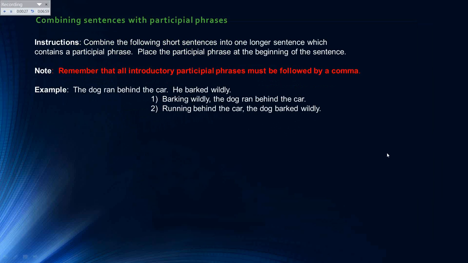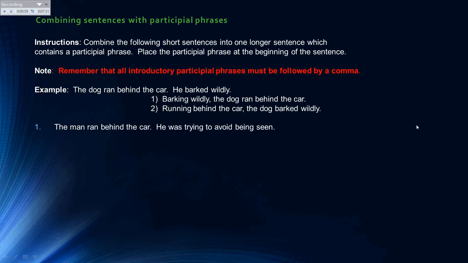The dog ran behind the car. He barked wildly. I can do it two ways. I can turn this verb into a participle and say barking wildly, the dog ran behind the car. Or I can take this verb and turn it into a participle. Running behind the car, the dog barked wildly. It doesn't make any difference how I do it. My participial phrase still modifies dog.